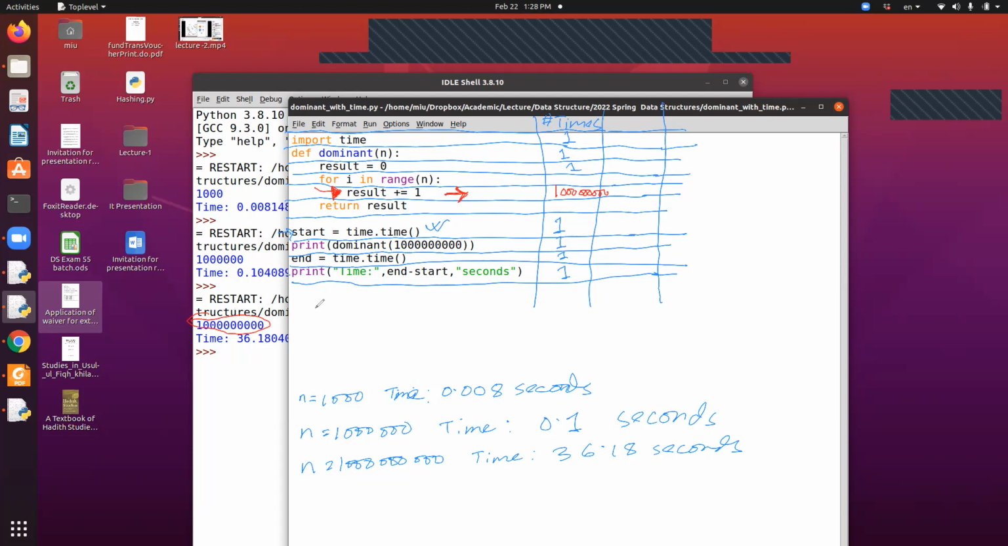Okay. So 1 billion times, right? So by looking at the value of the result, you can say how many times that particular line, this line I have marked with the red arrow, has been executed, right? Is it clear or not? Okay. So how many times has this line been executed, return result? Only once. Yeah. You people are very great. You have a very good understanding.